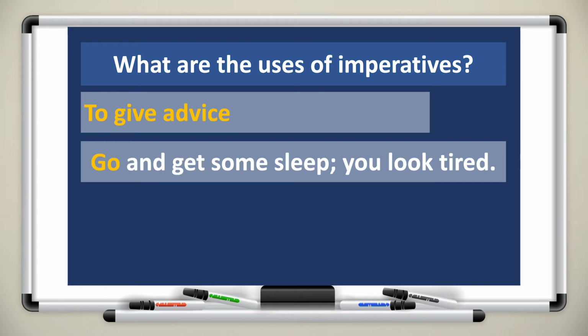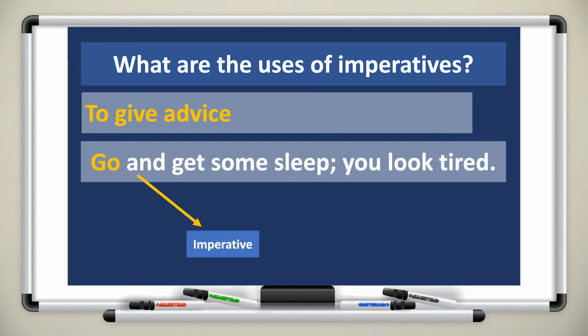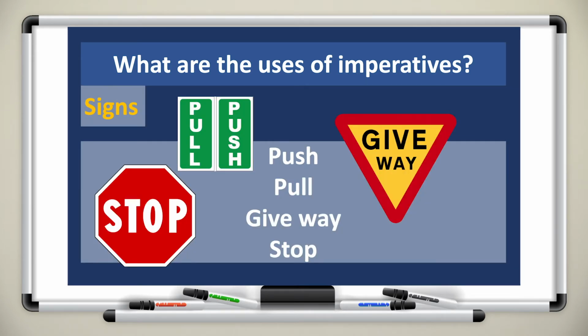We can use the imperatives to give advice. For example, go and get some sleep. You look tired. The word go here is used to give advice. Go is also an imperative. What are the uses of imperatives? We can also use imperatives in signs. For example, when I say stop, the stop sign, push and pull, give way. All signs are written in the imperative.